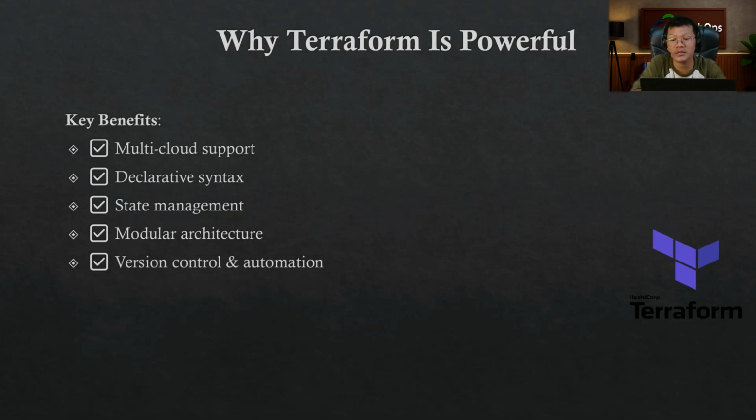The last one is version control and automation. Whatever changes you're doing, every single change is going to be tracked. So if somebody does something wrong, you can easily revert back if needed.